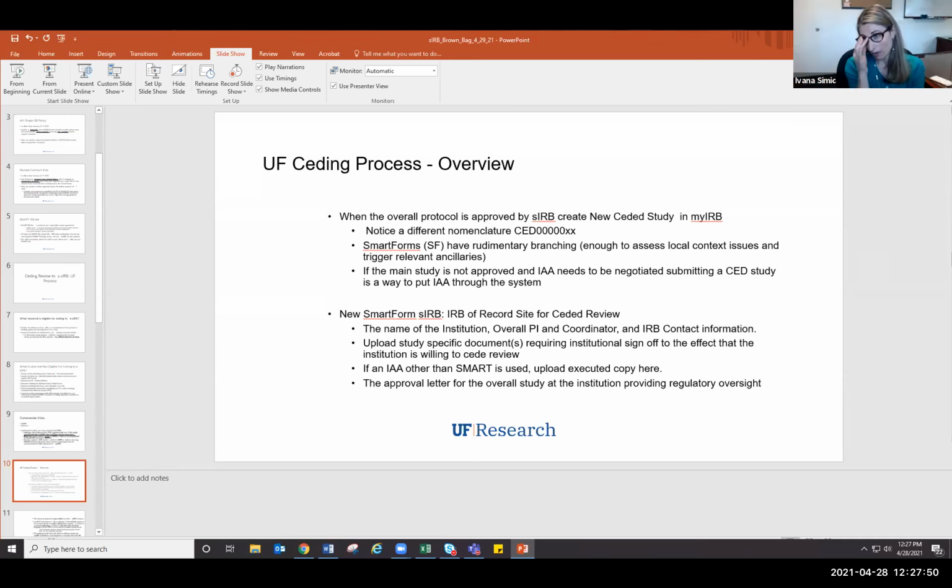Typically, a lot of institutions use SMART IAA. However, if an IAA has to be negotiated, that's also a way to put it into the system. You would create a seeded study and then upload the IAA that then we would route for review and signatures.